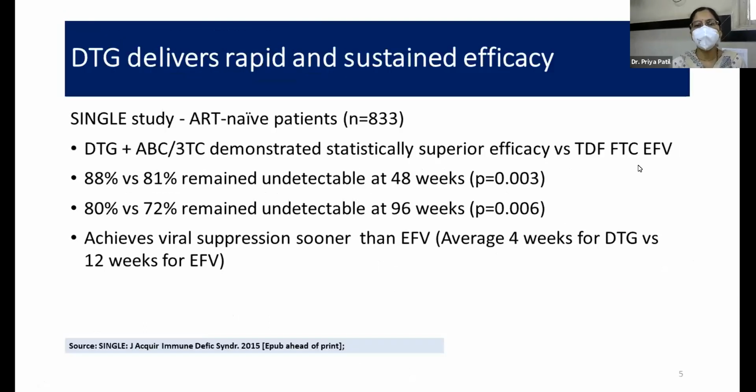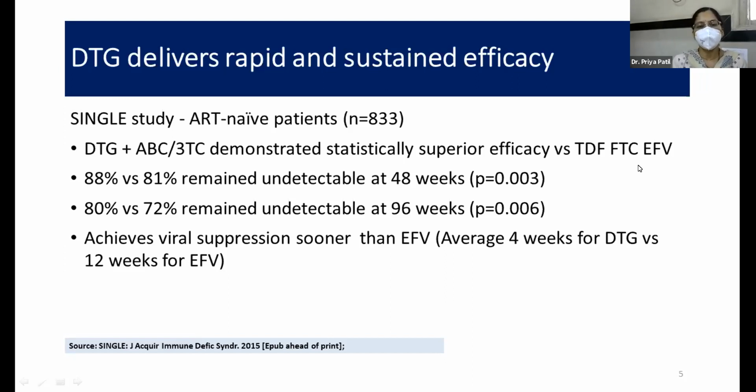Now coming to the rapid and sustained efficacy of dolutegravir. In the single study which included ART-naive patients, 833 patients, it was demonstrated that dolutegravir with abacavir lamivudine, this regimen, was statistically superior versus the PEE regimen. So that we are going to see in the graph, 88% versus 81% remained undetectable at 48 weeks with dolutegravir compared to the PEE group, and 80% versus 72% remained undetectable at 96 weeks, both of which were statistically significant results.